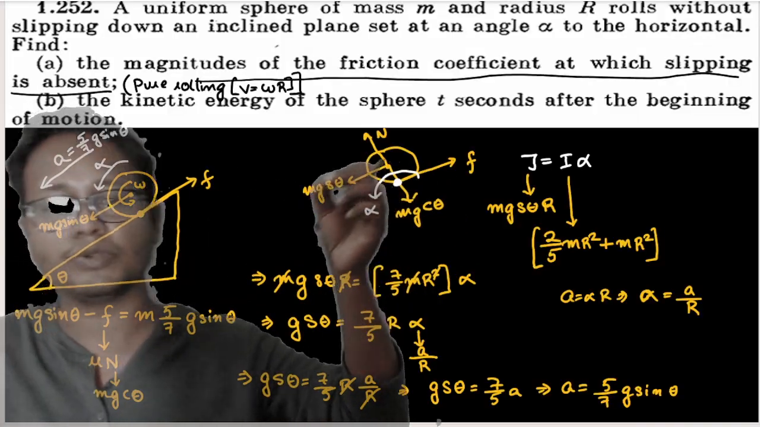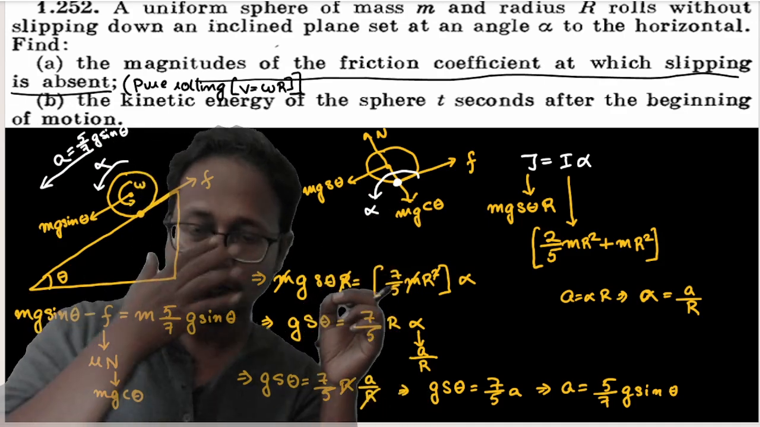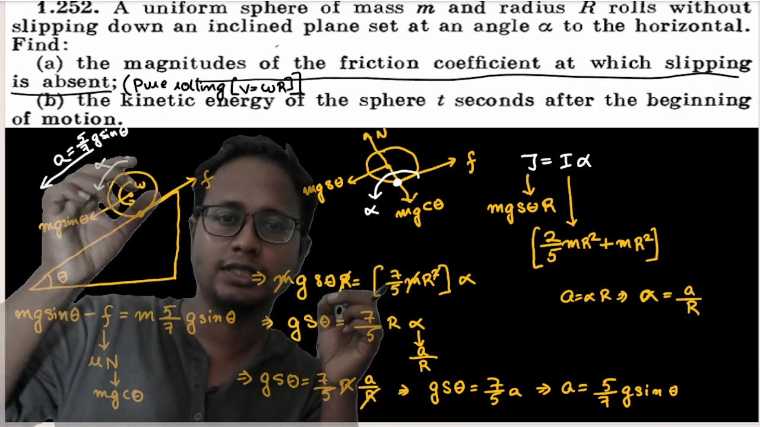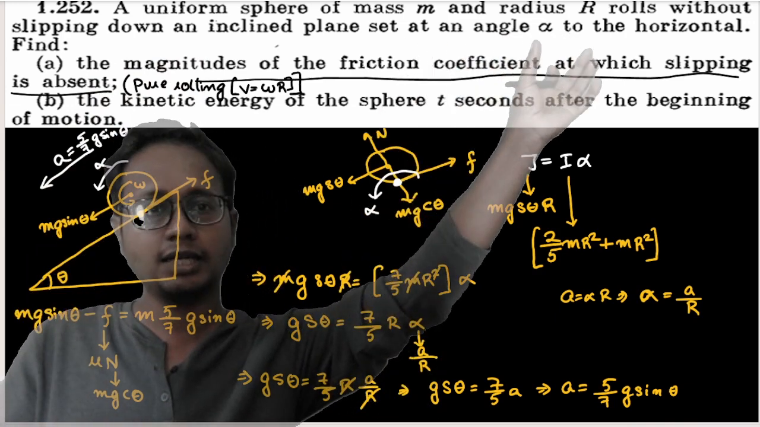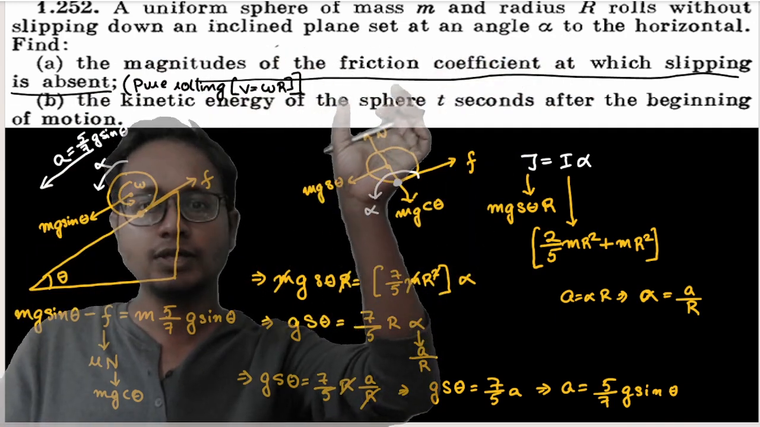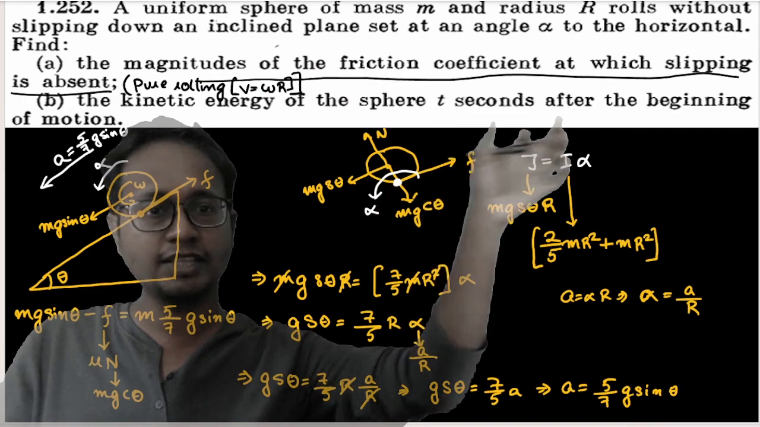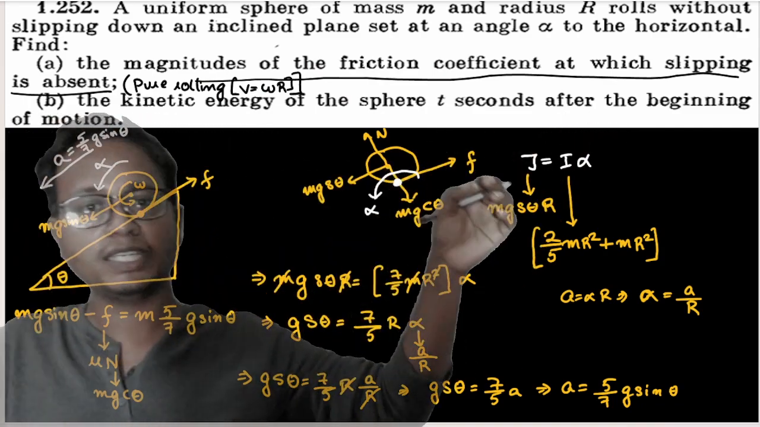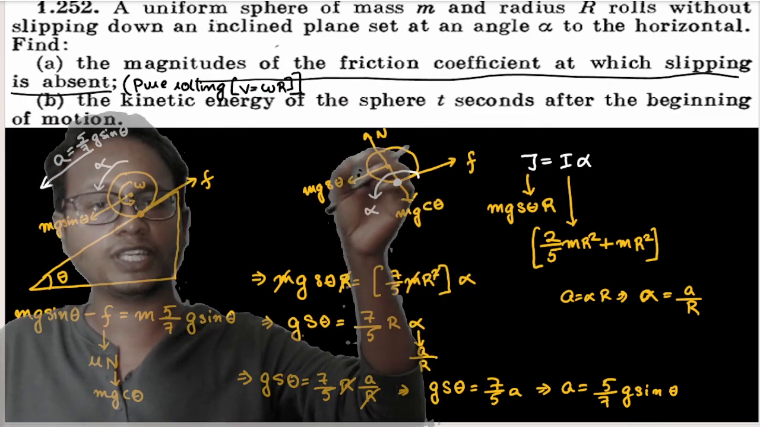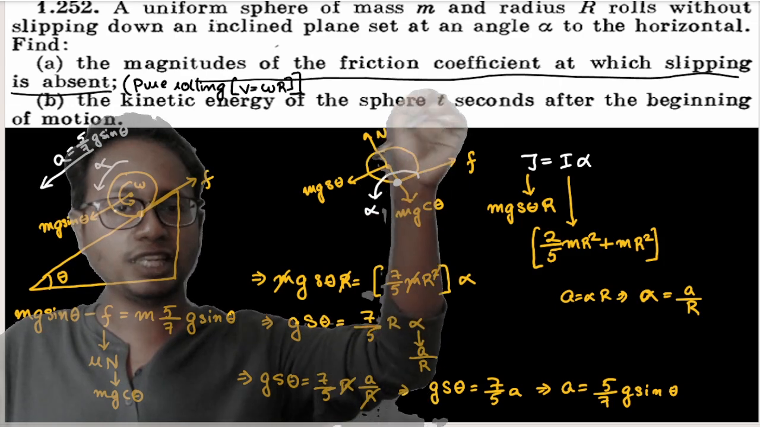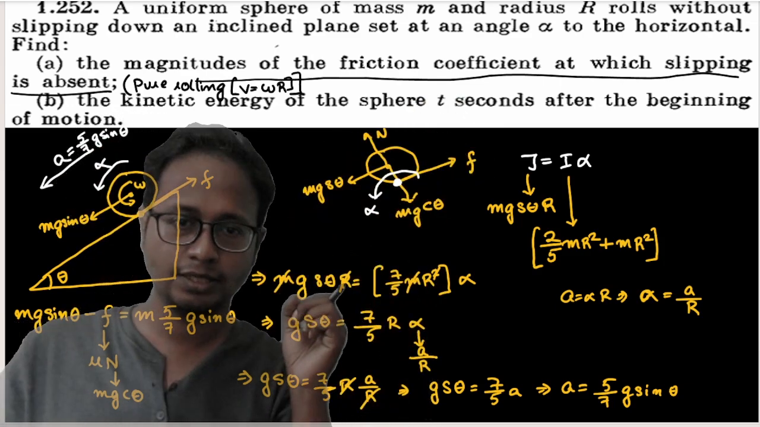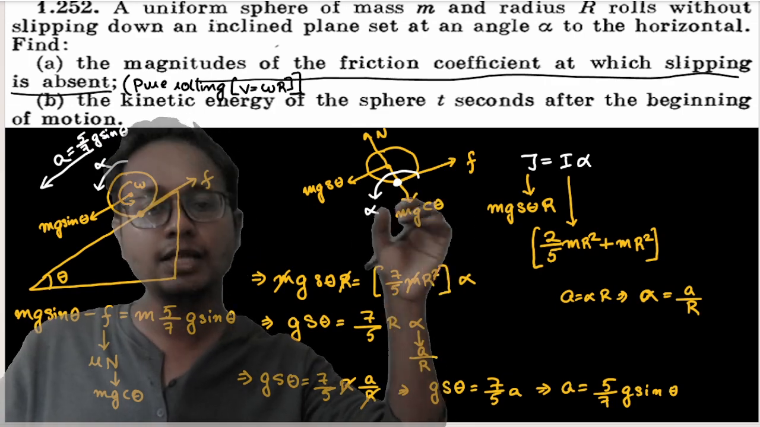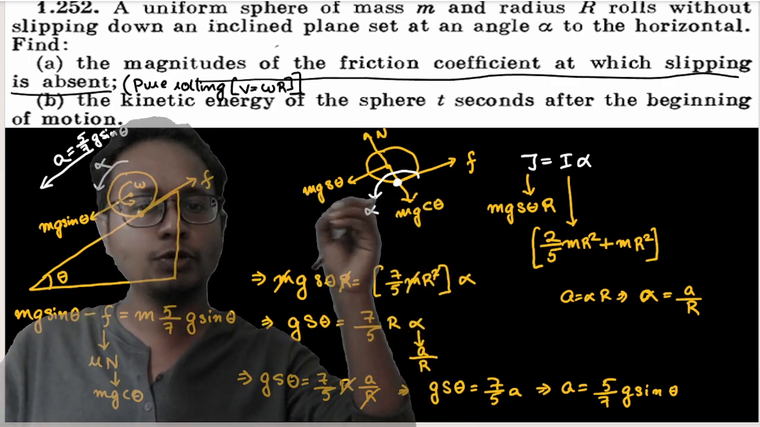If this keeps on rotating with angular acceleration alpha, what was the initial angular velocity? The initial angular velocity was 0. The uniform sphere of mass m and radius r rolls without slipping on an inclined plane, t seconds after the beginning of motion. Beginning of motion means initial angular velocity and initial linear velocity are equal to 0. After t seconds, with angular acceleration alpha, what would be the angular velocity?